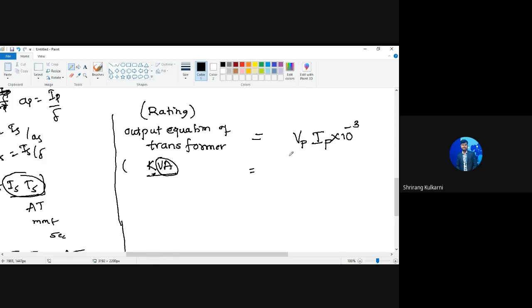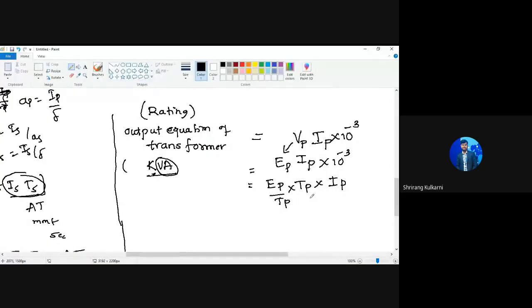Now VP can be written like this, EP. In place of VP, we can write EP here. VP is the terminal voltage, EP is the induced EMF. Approximately, we can say both are equal for our derivation purpose. So VP is replaced by EP, and IP into 10 to the power of -3. Now I will make one small arrangement here: EP by TP into TP. Understanding this one? Multiply and divide by TP. That I am doing.